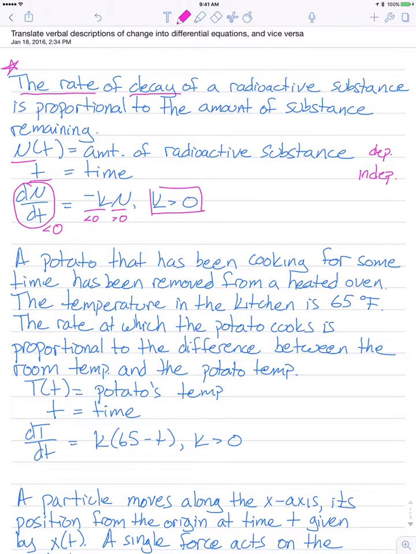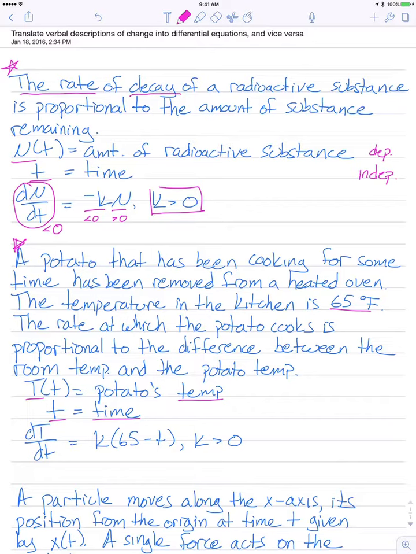Okay, so a potato has been cooking for some amount of time in a heated oven, and you take it out of the oven, and the temperature in the kitchen is 65 degrees Fahrenheit. The rate at which the potato cools is proportional to the difference between the room temperature and the potato's temperature. We want to describe this with a differential equation. Once again, we've got to define our variables. Capital T represents temperature and little t represents time. Capital T is the dependent variable, little t is the independent variable.